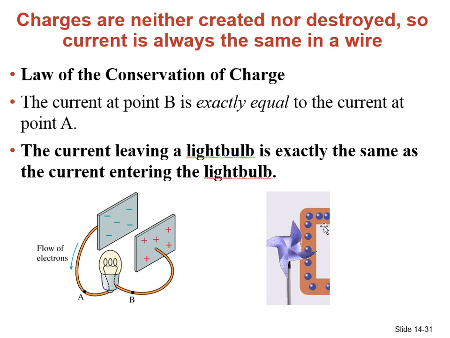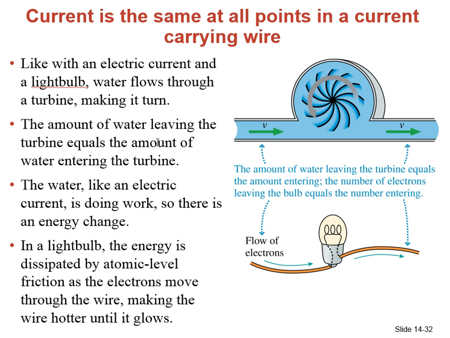We saw this with little pinwheels. Even though it's causing the pinwheel to spin as these charges are moving through, there's still the same number of electrons going into this element as leaving it. This just sort of says that same thing. Current is the same at all points in a current carrying wire.